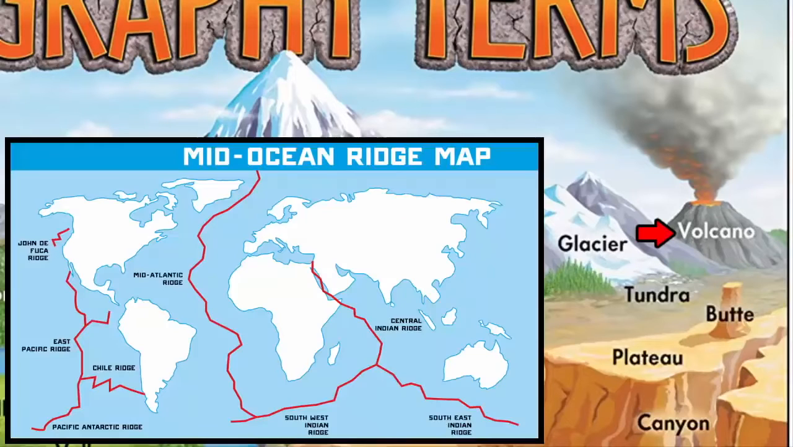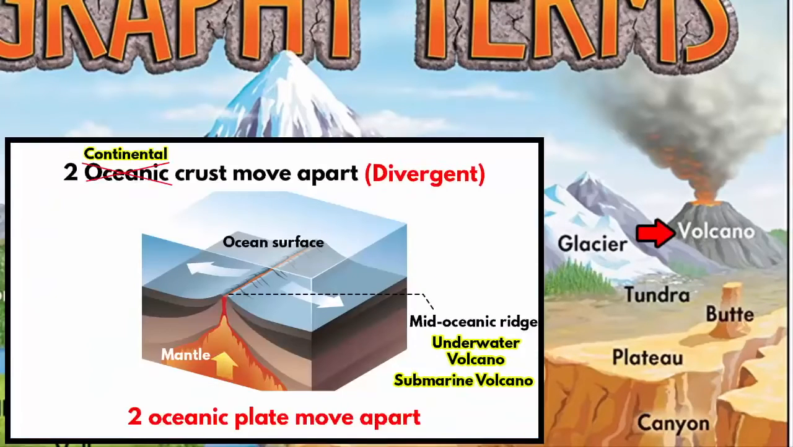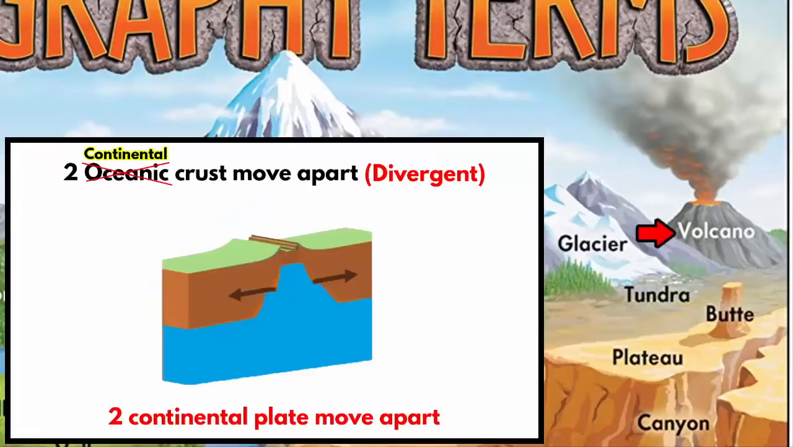The most famous example is the mid-oceanic ridge of the Atlantic Ocean, which divides the Eurasian plate and the North American plate. Divergence happens in two continental plates too. That's how a new ocean forms. Volcanoes are not formed, oceans are formed.